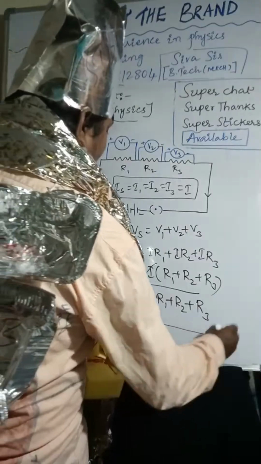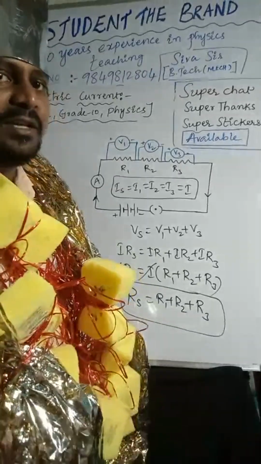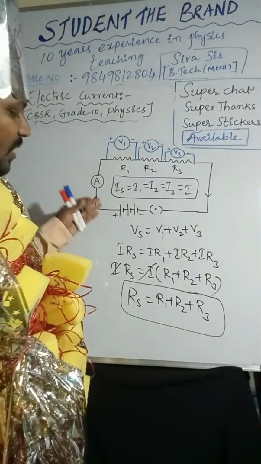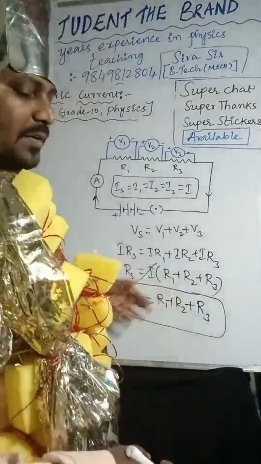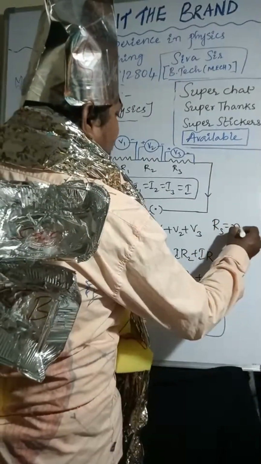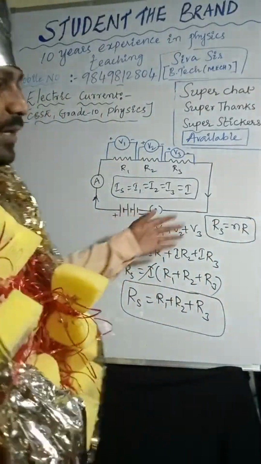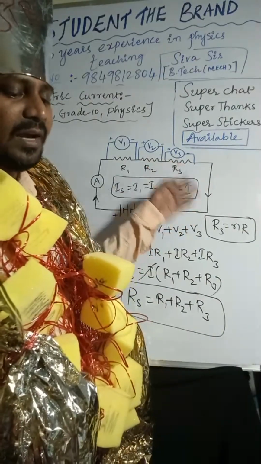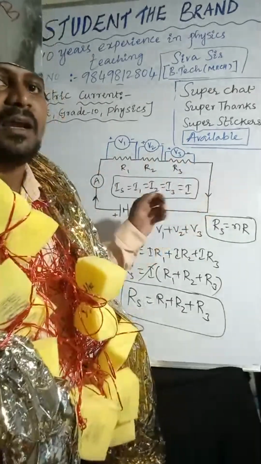So the formula for resistors connected in series combination is Rs equal to R1 plus R2 plus R3. If n number of resistors are connected in series combination, Rs equals nR. Once again.